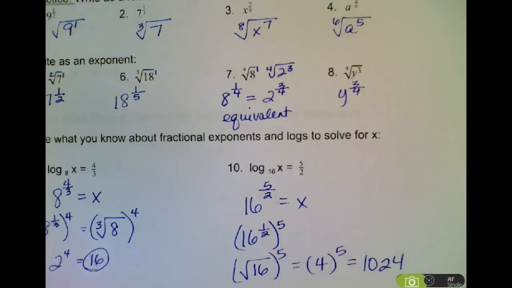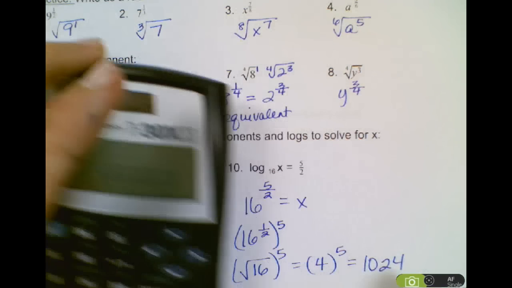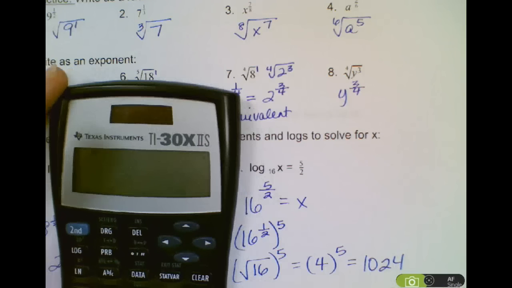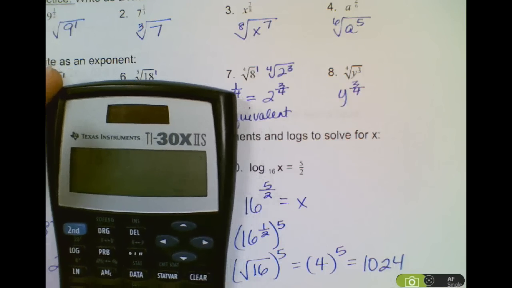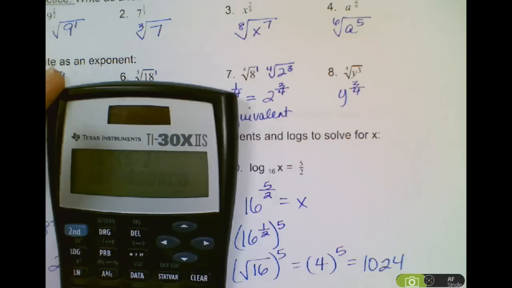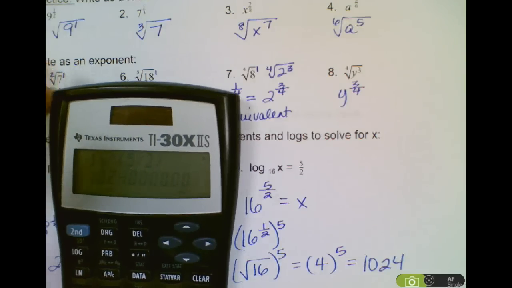1,024. Let's try that and see if my answer is right. So I'm going to do 16, y to the x, 5 divided by 2, and I get 1,024. You can definitely check your work backwards and forwards with logarithms. Okay, you surely need to know how to operate your own calculator. They're all different, so mine's not going to be the same as yours. You need to know how to do that on your own.